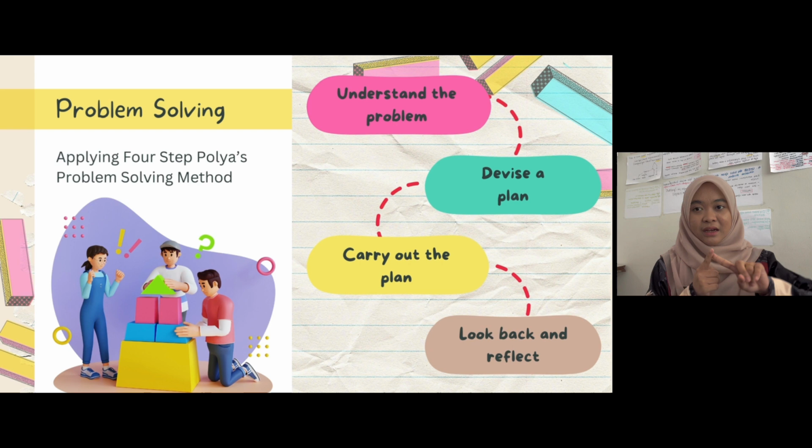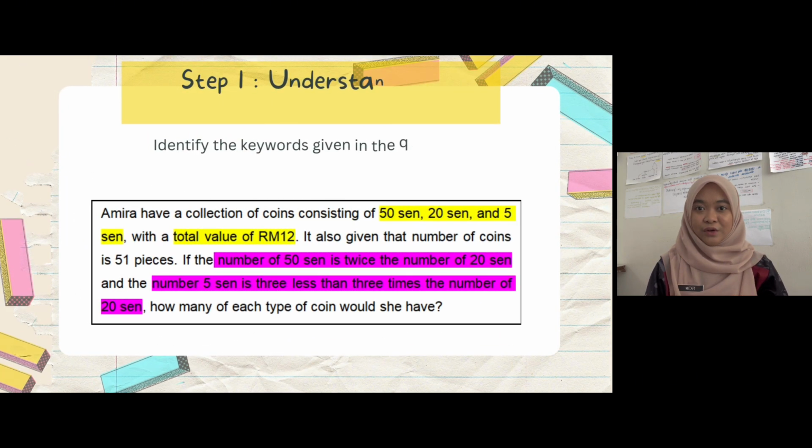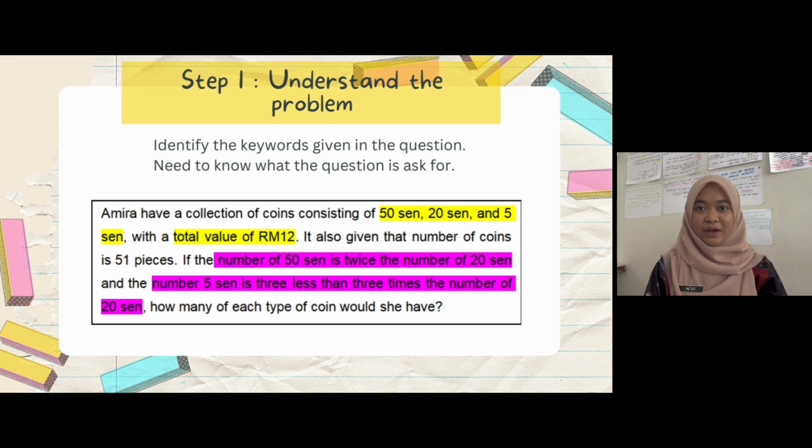The first one is understanding the problem, devise a plan, carry out the plan, and then the last one, look back and reflect. Okay, we start with the first step, which is understand the problem. First, we need to identify all the keywords given in the question. Then, we will also need to know what is the question is asked for.